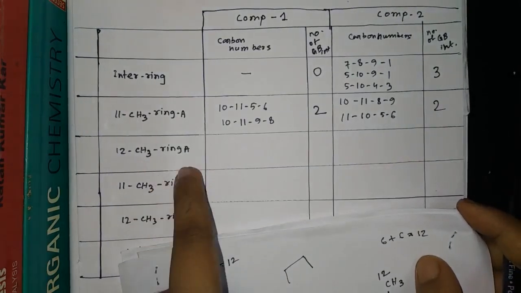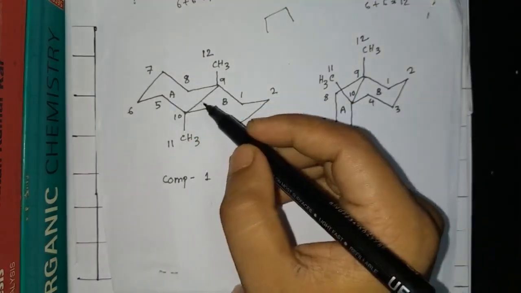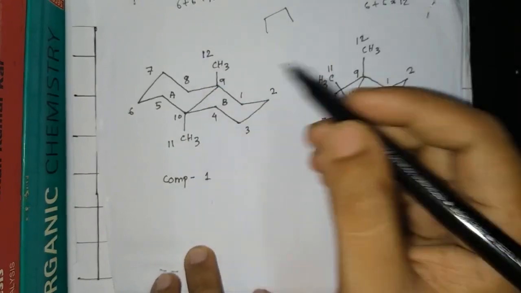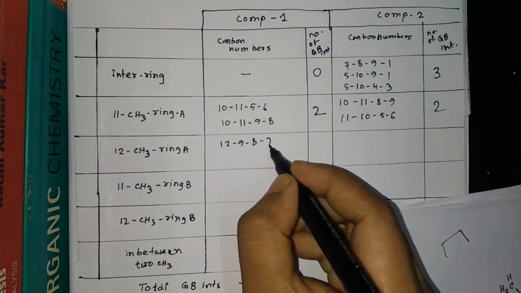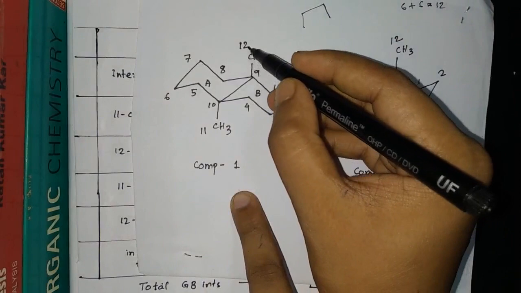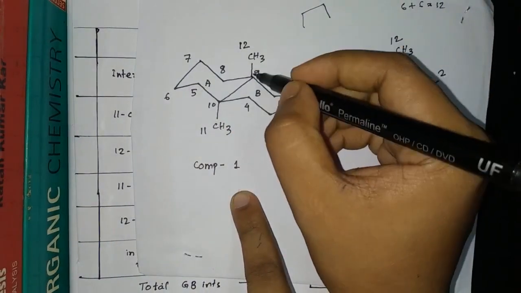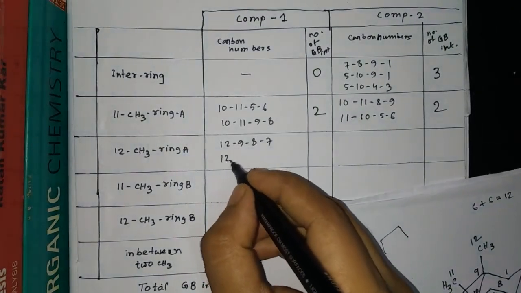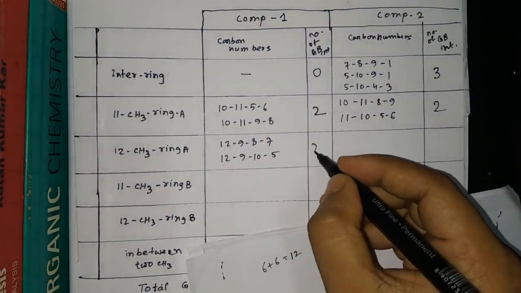Now 12 CH3 with ring A. So 12 CH3 here, see here, 12, 9, 8, 7. So this is a Gauss butane interaction, 12, 9, 8, 7. And here 12, 9, 10, 5. So there is another Gauss butane interaction, 12, 9, 10, 5. So there are two Gauss butane interactions.